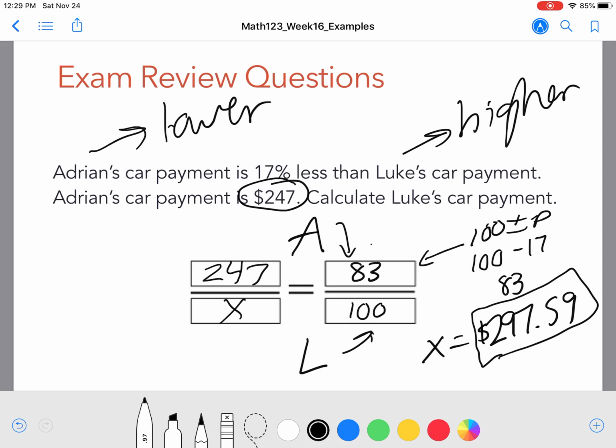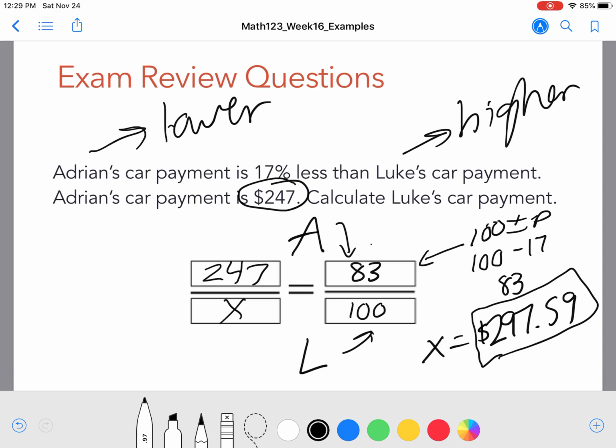This is kind of tricky to do in an equation format. If you just multiply 247 times 0.17 and add it on, you're not going to get the same answer. It's really important to think about Luke's car payment as the base. So if you take 17% of the new answer that we found and then subtract it, you'll get the 247, but it doesn't work in an additive way. Less than and more than are not the same.